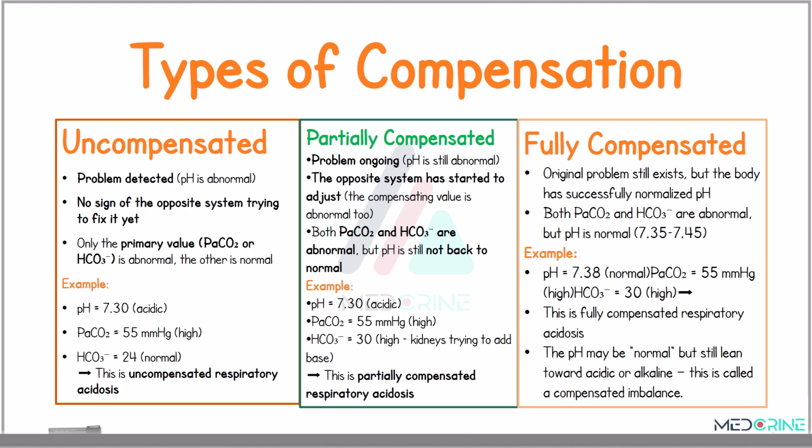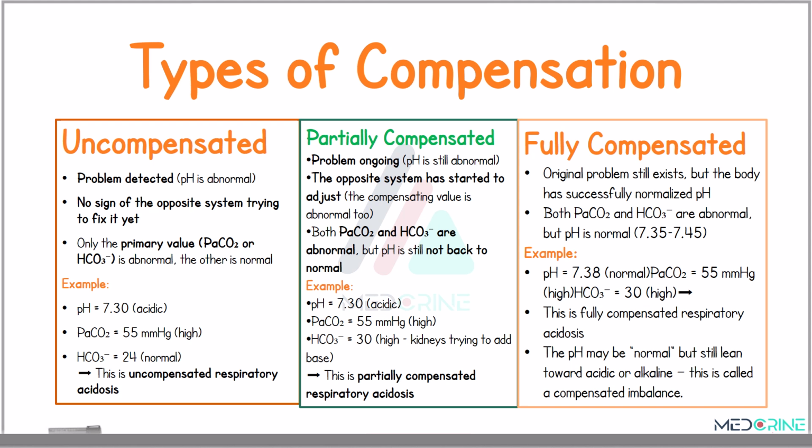When talking about a partially compensated state, the problem is still ongoing, meaning that the blood pH is still abnormal. The opposite system has started to adjust or compensate, making its value abnormal too. So in partial compensation, both the partial carbon dioxide pressure and the bicarbonate levels are abnormal, but the pH is still not back to normal. So everything is abnormal here.